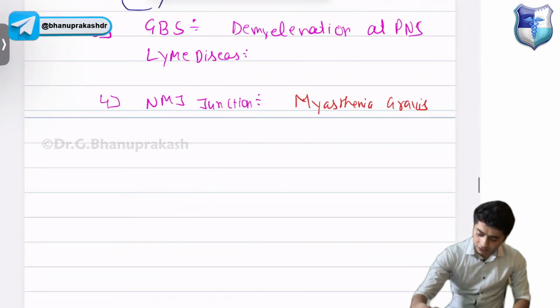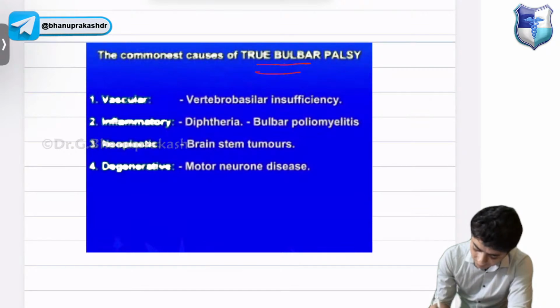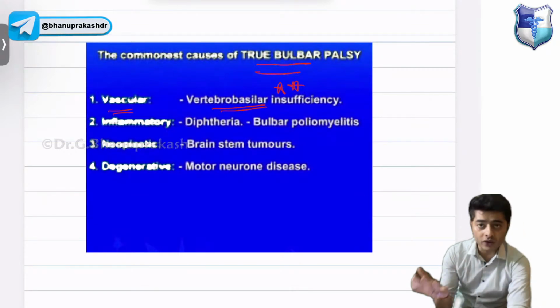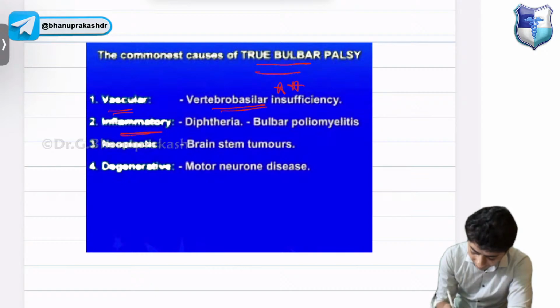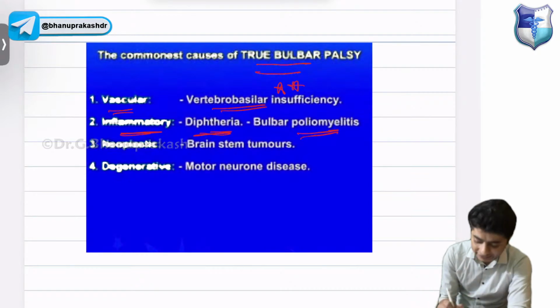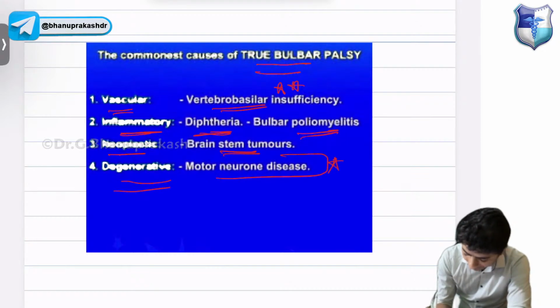Now, before we move further, see this bulbar palsy. Vascular can be a vertebrobasilar insufficiency, that is stroke at medulla level. It can be inflammatory, that is your diphtheria or your polio or your GBS. It can be neoplastic, brainstem tumor, means medulla tumor, or it can be degenerative like your MND.